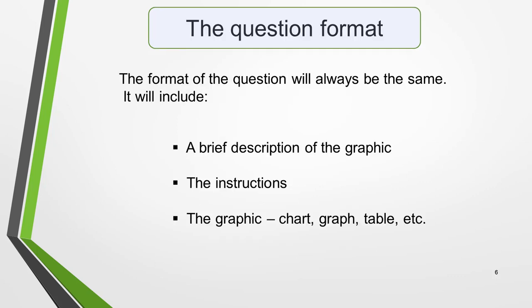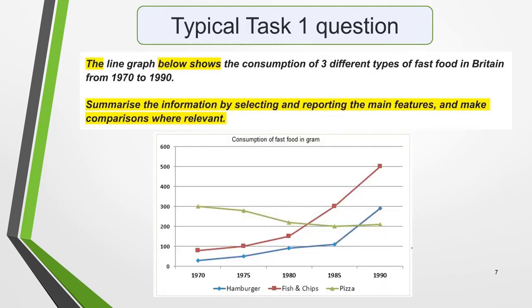The format of the question will always be the same. It will include a brief description of the graphic, the instructions, and the graphic itself, that is the chart, the graph, the table, or whatever it might be. Here's a typical question. The highlighted words are always the same no matter what type of question you get. The line graph below shows the consumption of 3 different types of fast food in Britain from 1970 to 1990. Summarise the information by selecting and reporting the main features and make comparisons where relevant.